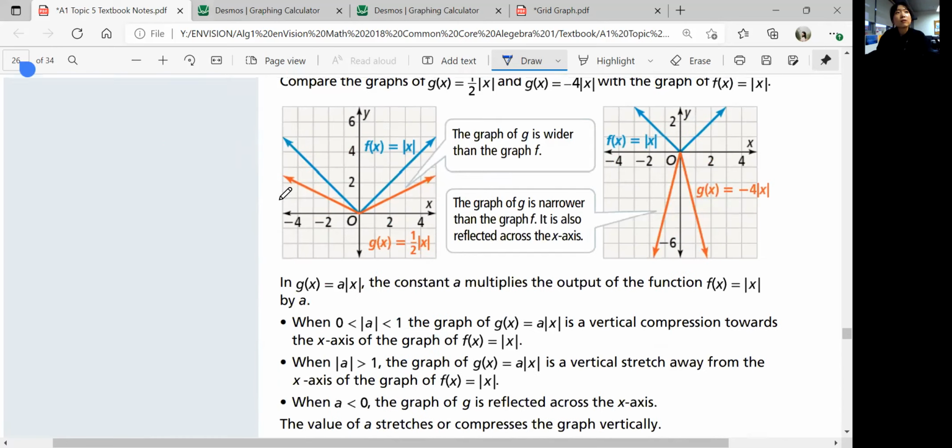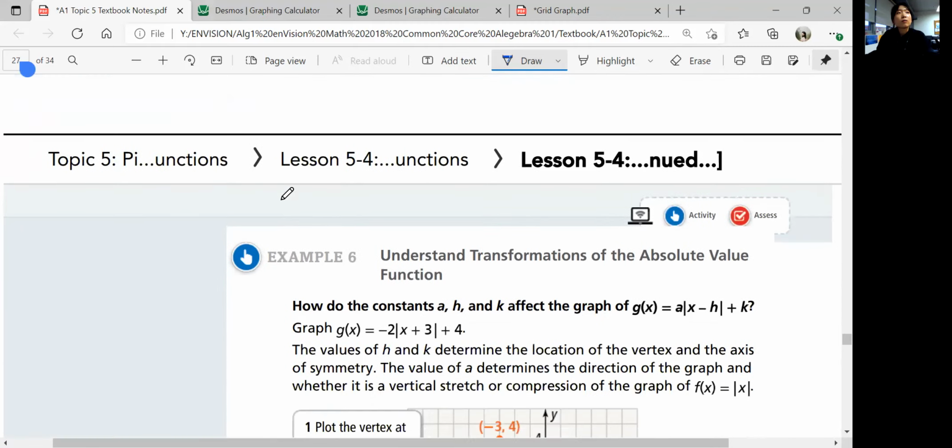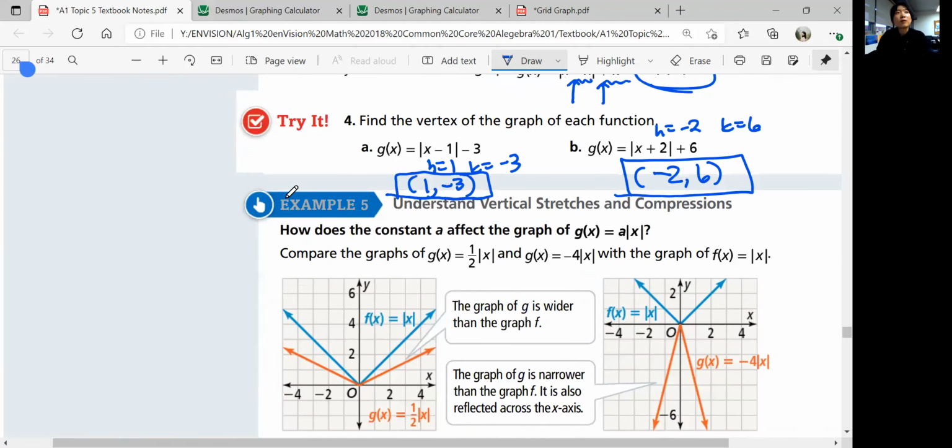All right, example 5. Is this the last one? Yeah, no, we have some more examples.